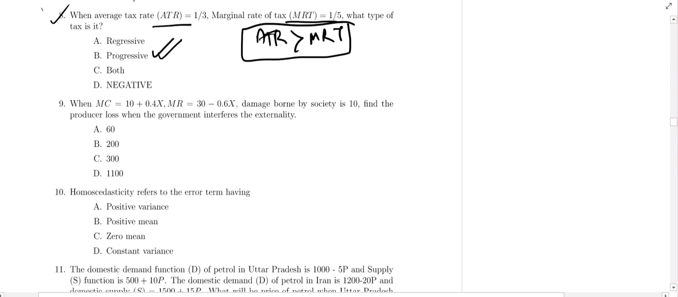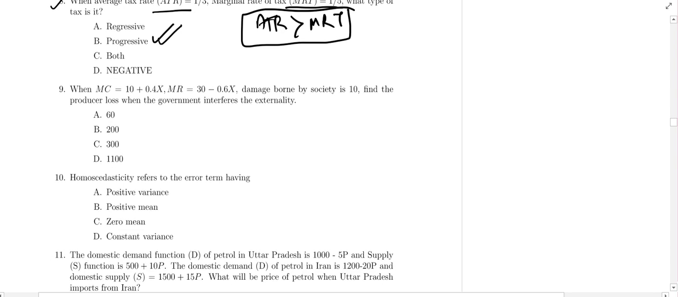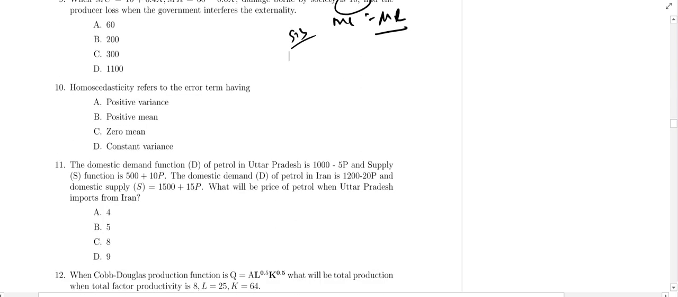So next is a question which we have solved also. Here I can give you the hint: equate MC equal to MR, and after that you just add up x plus 10 and you will get it solved. It also came in a similar form in the SIS paper which I have done.